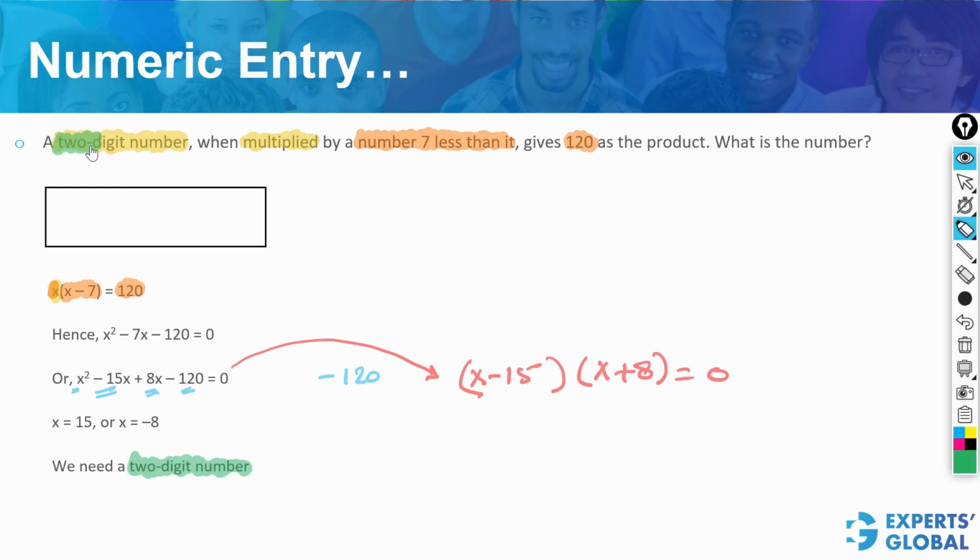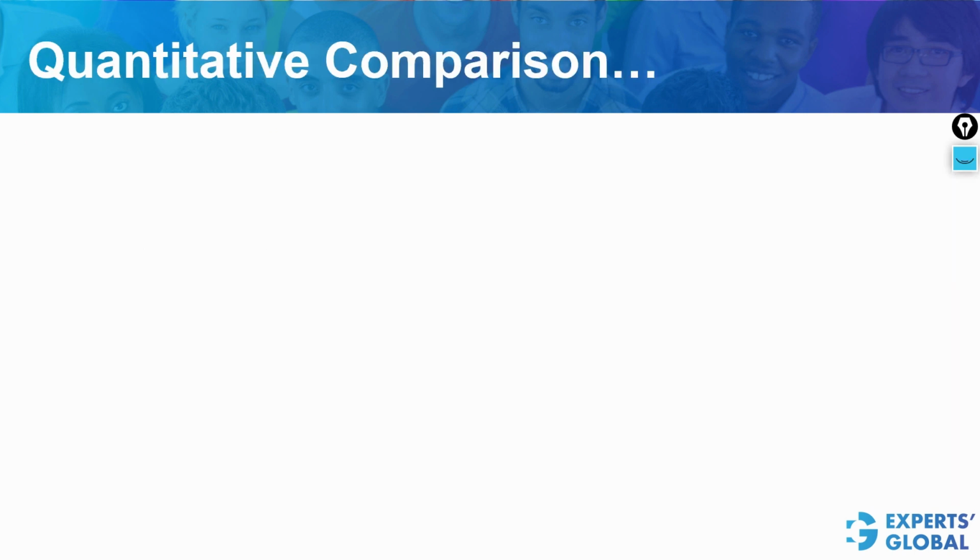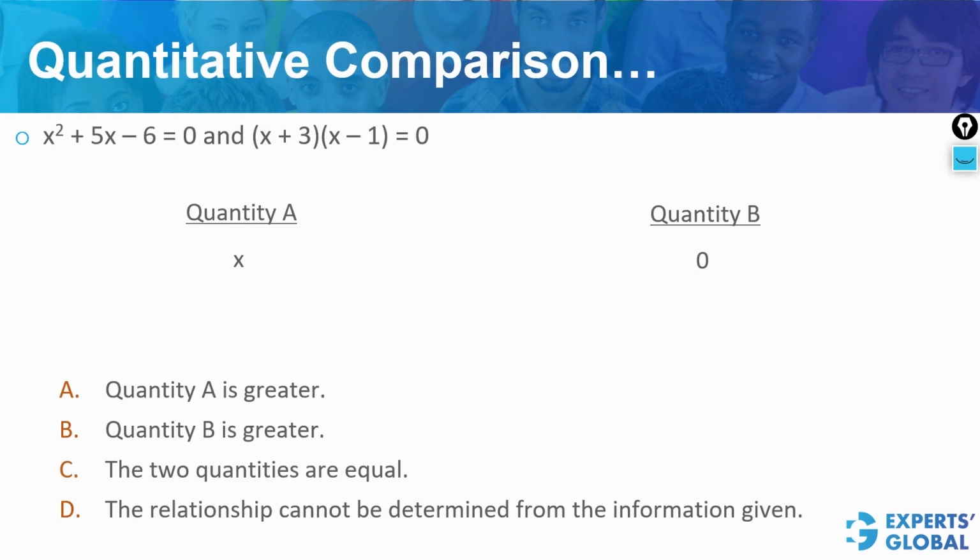We need a two-digit number. That's what the question says. Therefore, the required number is 15. The answer is 15.